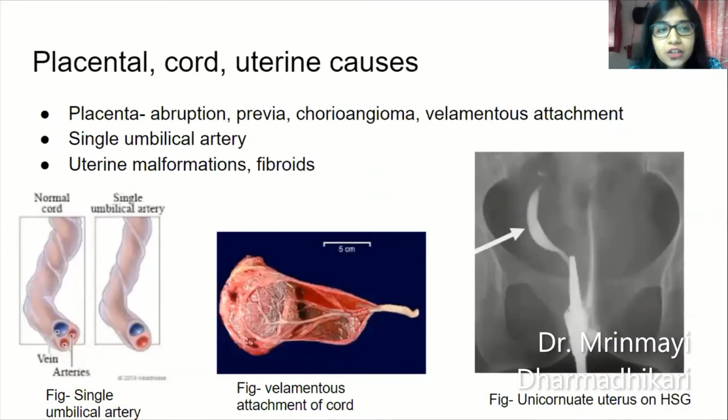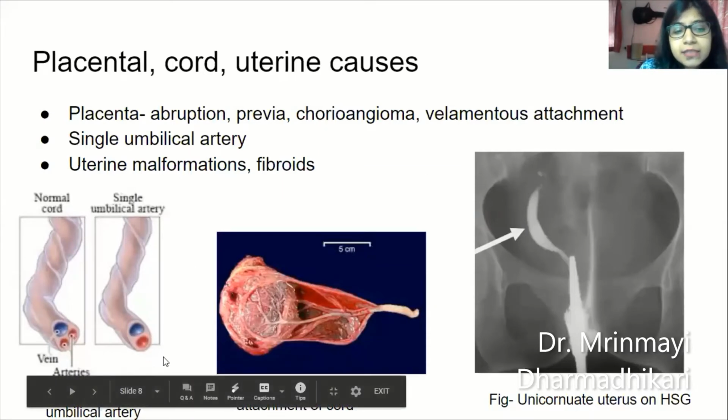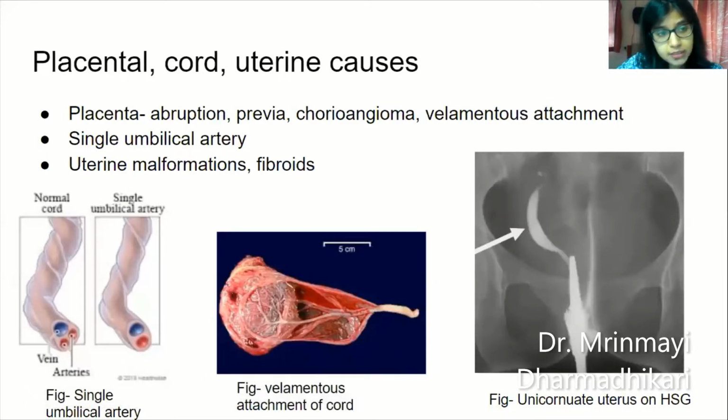Placental, cord and uterine causes. Placental causes include abruption, placenta previa, chorioangioma, velamentous attachment of the cord. Single umbilical artery is another cause, especially type 3 single umbilical artery. This takes place especially in combination with certain other malformations such as genitourinary malformations.